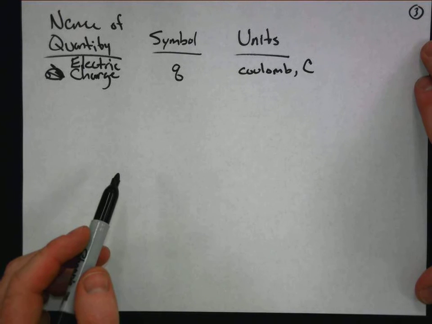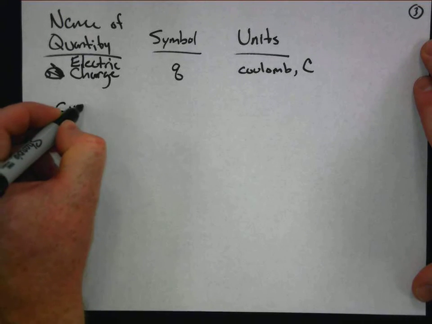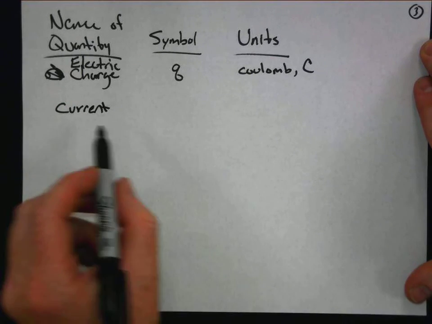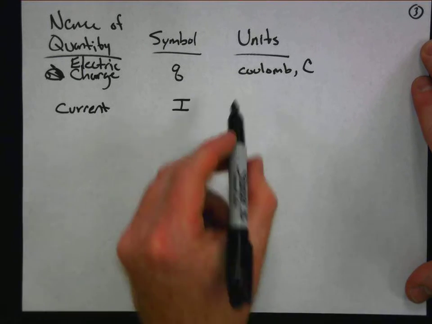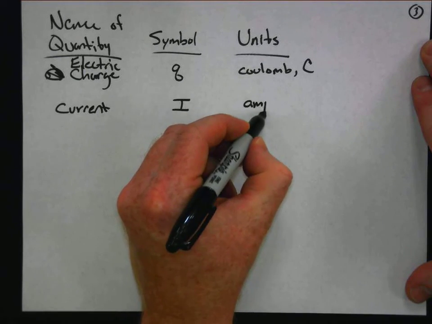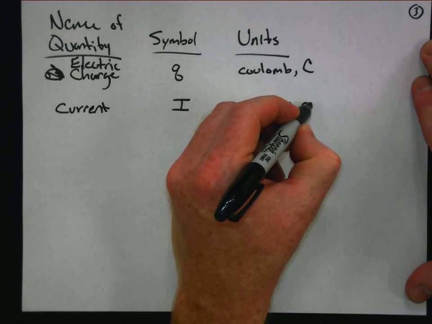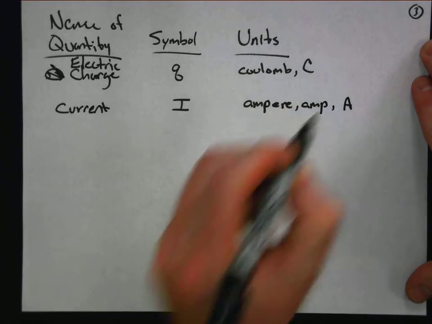We also learned about what? A current. Okay. Electric current. Well, the electric current symbol is a capital I. The units of current are the ampere, sometimes called amp for short, and the abbreviation is the capital A.